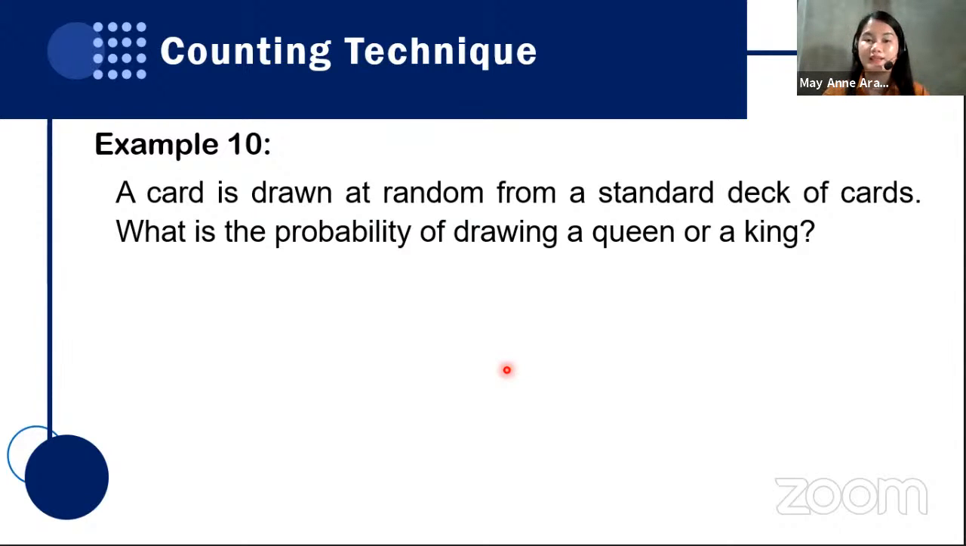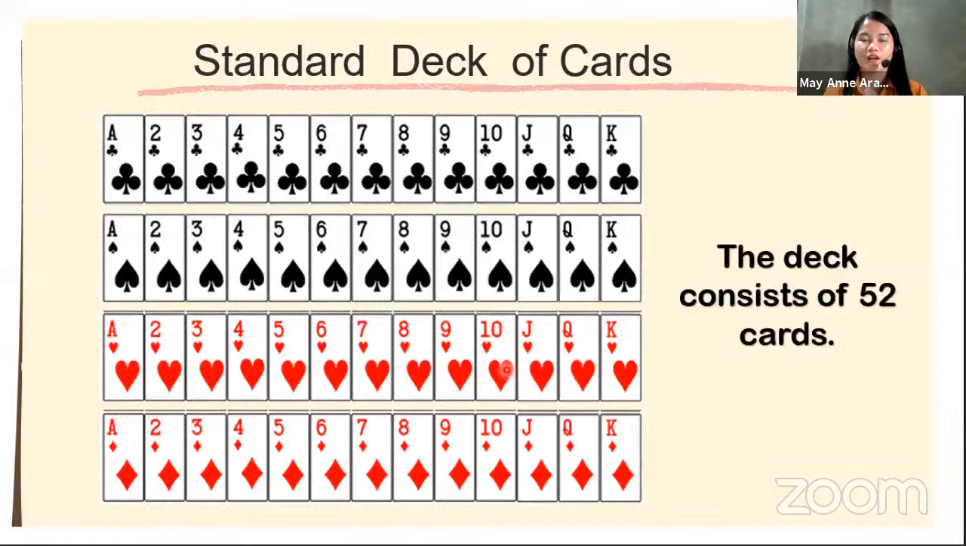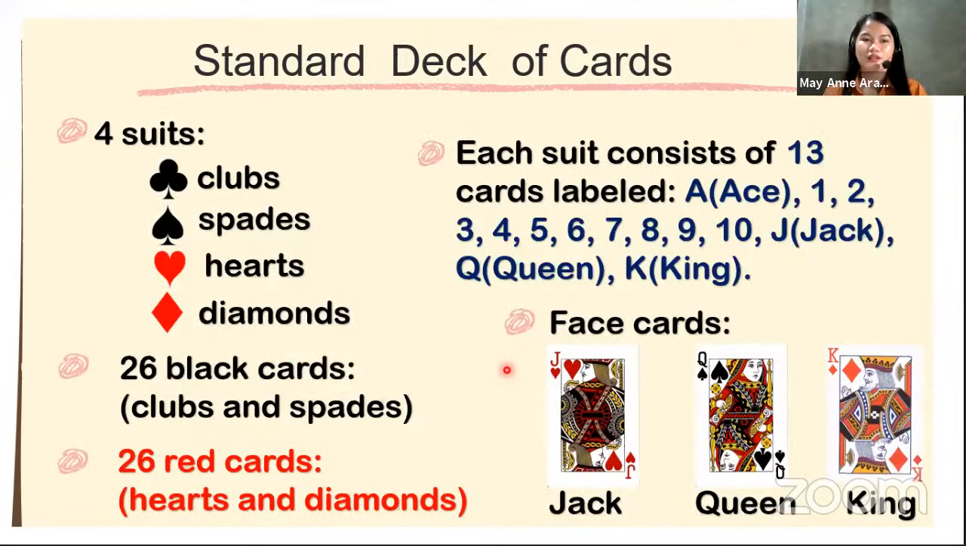What is the probability of drawing a queen or a king? Before we answer this, let us recall the standard deck of cards. For the standard deck of cards, we have here ace. So it consists of 52 cards, a standard deck of cards. And we have 4 suits, the clubs, the spades, the hearts, and the diamonds.